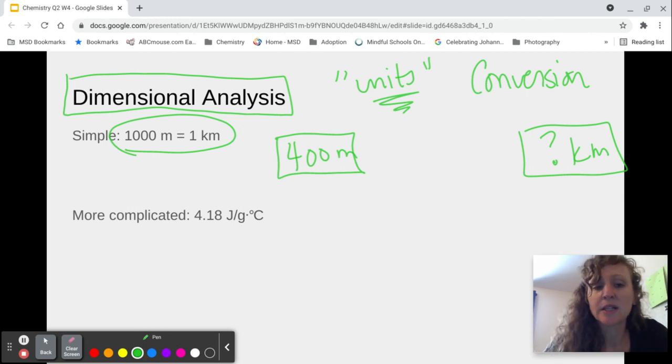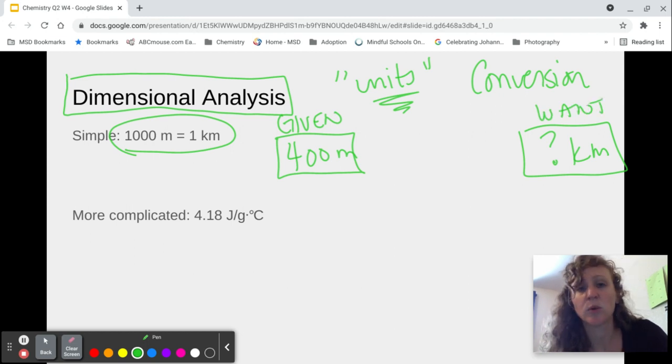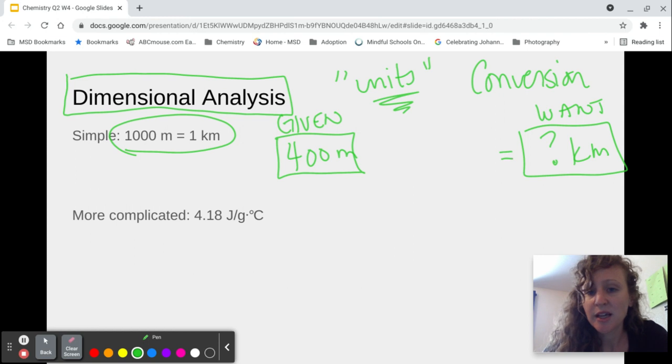Okay, so it would look something like this. We would start with what we're given, which is 400 meters, right? And then we would try to find what we want in the end. In this problem, we want those meters to be changed into kilometers. Now, in the middle here, I'm going to put an equal sign there. In the middle here, what we do is we set up a conversion factor.